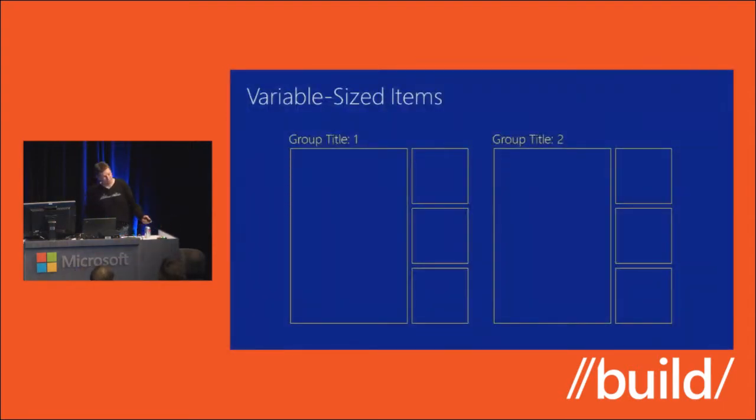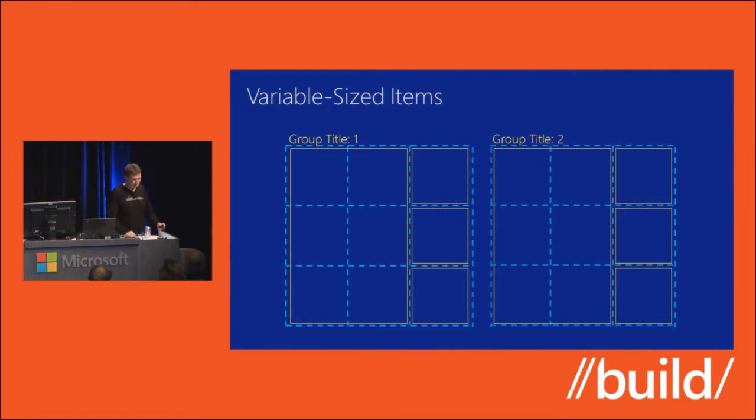One of the pieces of functionality that you see in many applications is variable-sized items, where you want to have grids laid out differently. In this case, you can see that I have a large item followed by 3 small items. The way that we do this in XAML is we derive from grid view and override a method, and that method allows us to set row span and column span properties on our items.